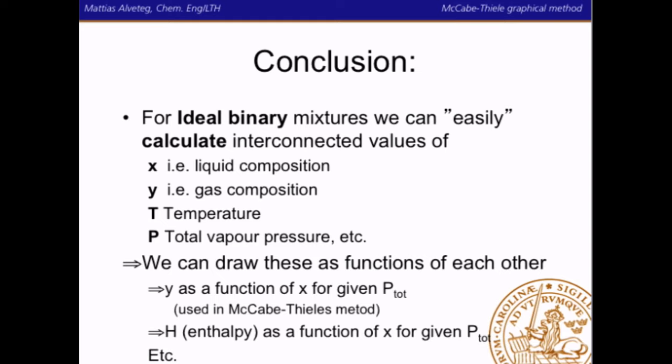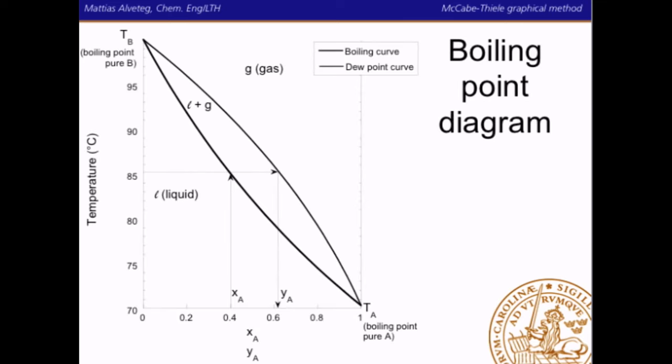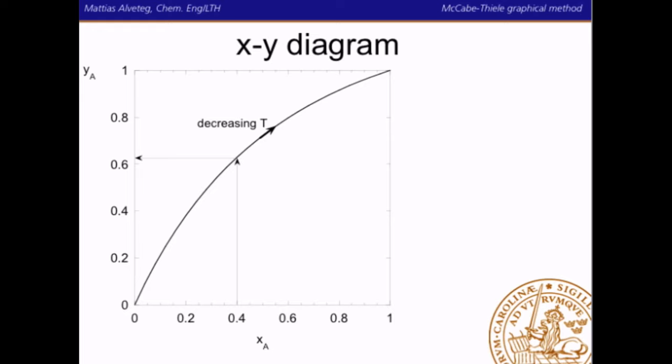We can draw, for example, the gas composition as a function of liquid composition for a given total pressure, which is used in the McCabe-Thiele's graphical method. We can draw enthalpy as a function of liquid composition, and so on. So we can get diagrams like this boiling point diagram, but in McCabe-Thiele's graphical method we will use XY diagram, where we have the liquid composition on the x-axis and the gas composition on the y-axis. And this assumes that we have a boiling liquid which is in equilibrium with a condensing gas.